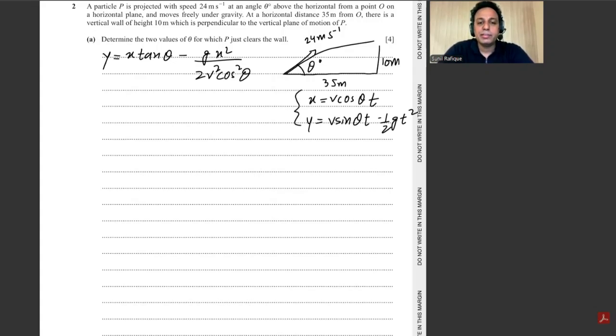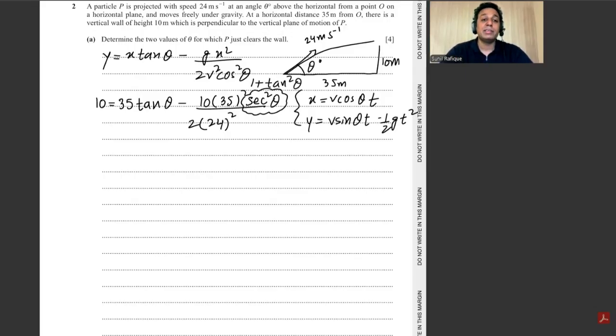Okay, so I'm skipping this one and I'm just going to apply my values in this trajectory equation. So the vertical distance is 10. x is the horizontal distance, which is going to be 35. And that's going to be tan theta, and minus 10 times 35 squared, divided by 2 times 24 squared and cos squared theta. Oh, by the way, this 1 over cos squared theta, I can write as secant squared theta, and that can be written as 1 plus tan squared theta. So I'll get a quadratic equation in one trig function, which is tan.